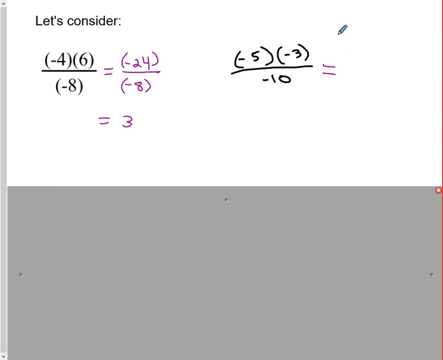Okay, so let's do this. 5 times, so on the top, right? I know that those are 2 negatives, so they're going to cancel out and be positive on the top. 5 times 3 is 15. It'll probably be nicer if I put some brackets around that.